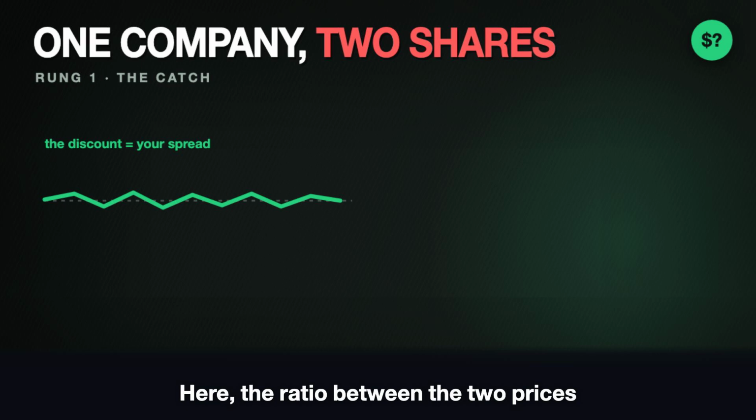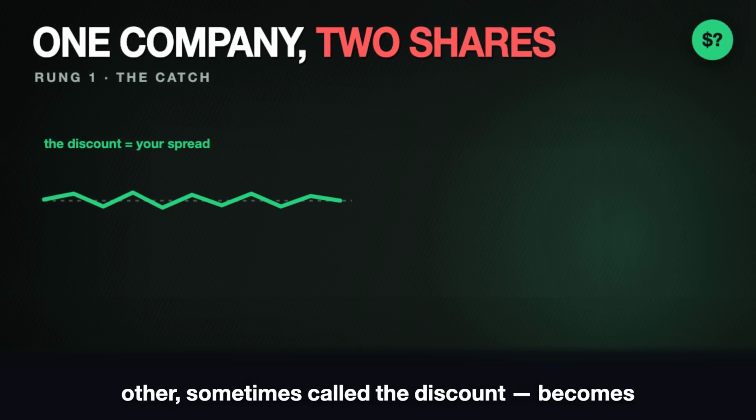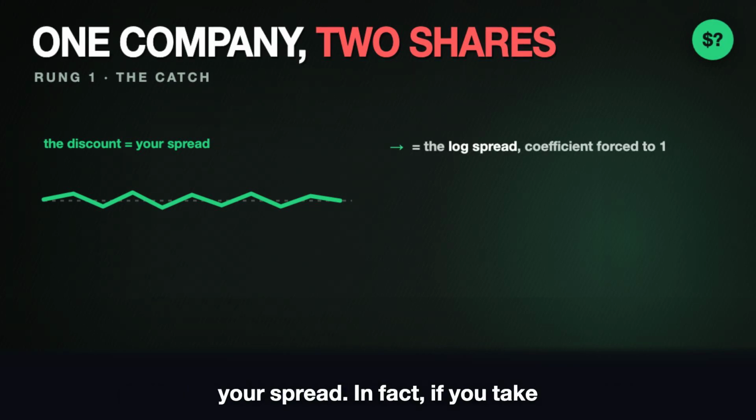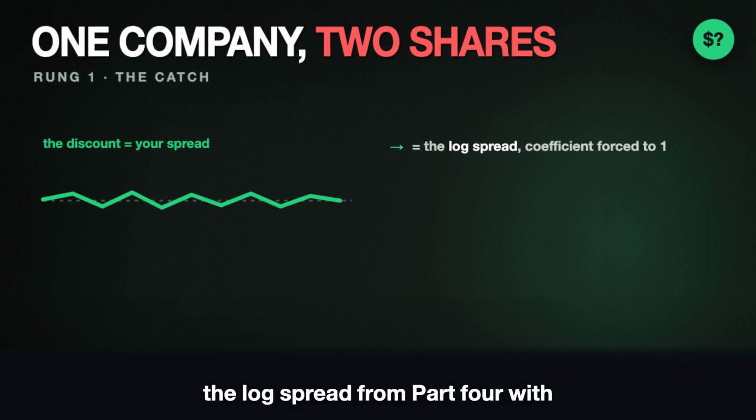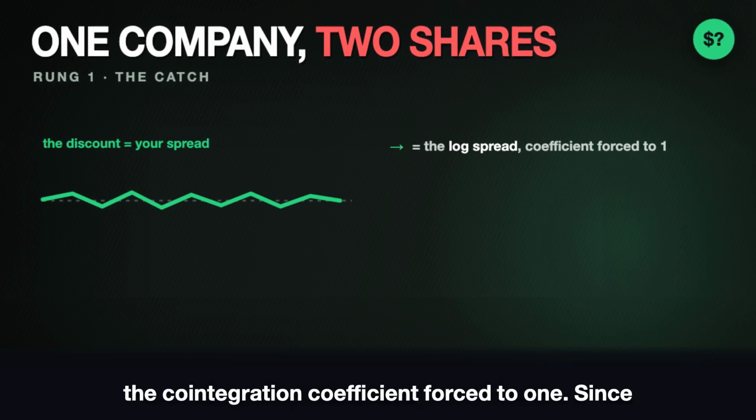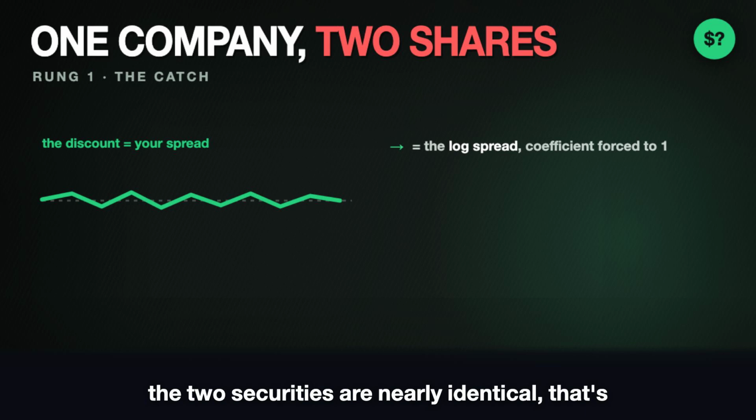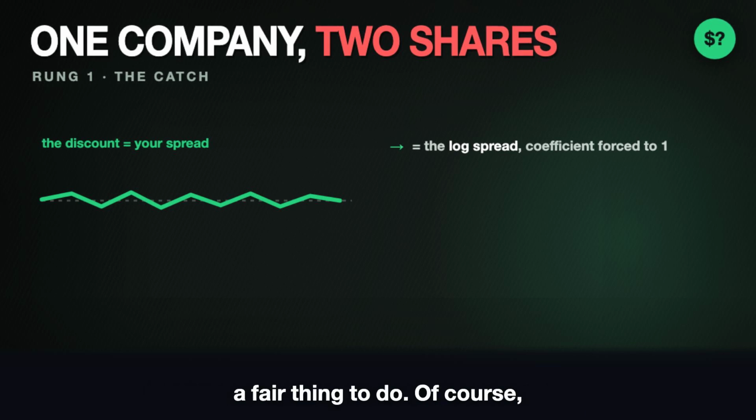Here, the ratio between the 2 prices, how cheap one is versus the other, sometimes called the discount, becomes your spread. In fact, if you take the log of that ratio, it's exactly the log spread from part 4 with the Cointegration coefficient forced to 1. Since the 2 securities are nearly identical, that's a fair thing to do.